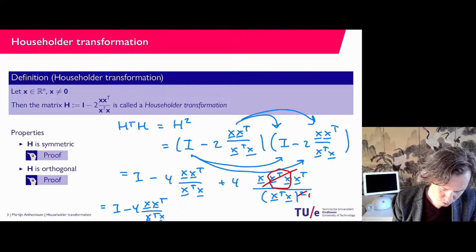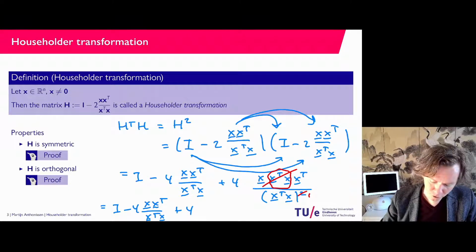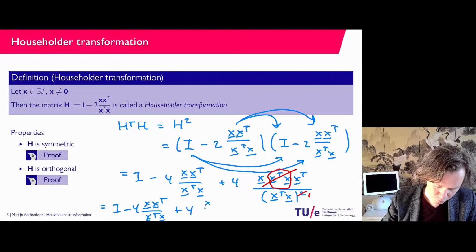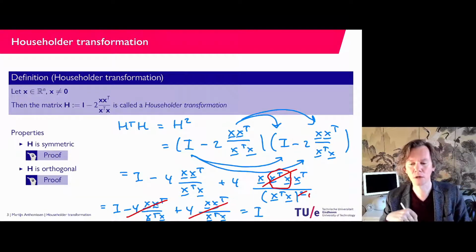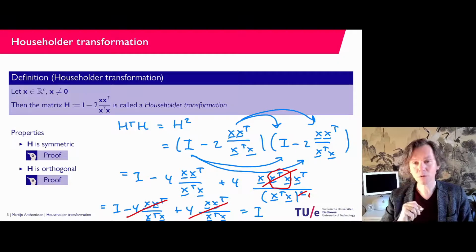x plus 4. And basically what we have left here, so in the numerator we still have x transpose over, here we had a square, so now it's x transpose x, and you see that minus 4 plus 4 drops out, and we have the identity matrix. So this concludes the proof that H is an orthogonal matrix.